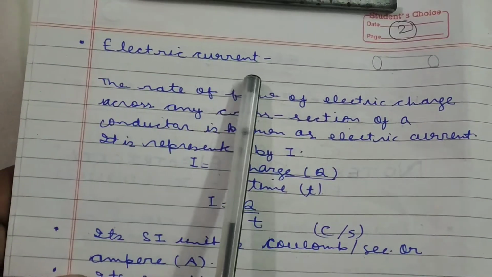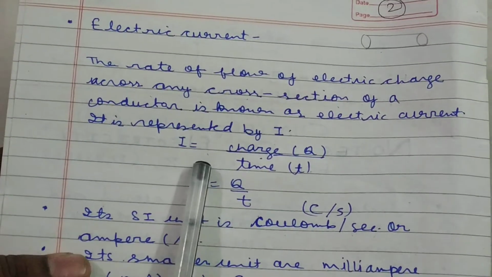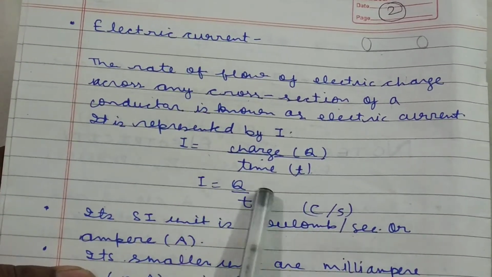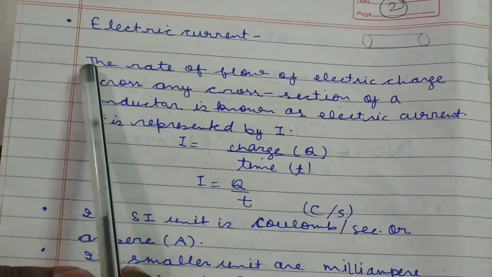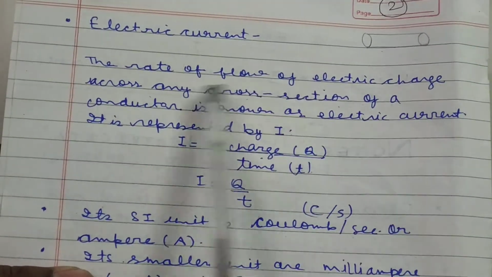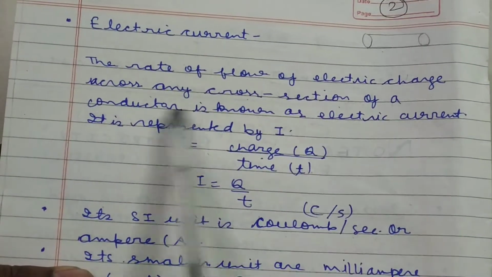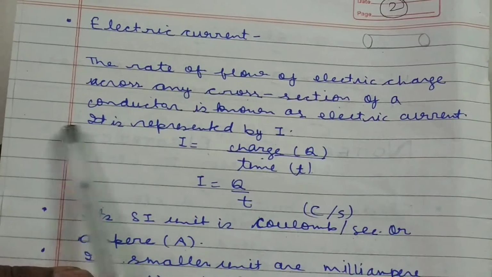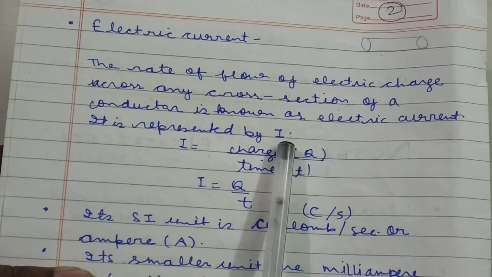Next point is electric current. Electric current is the first point on the basis of which there may be a numerical problem. The rate of flow of electric charge across any cross section of the conductor is known as electric current. It is represented by capital I.